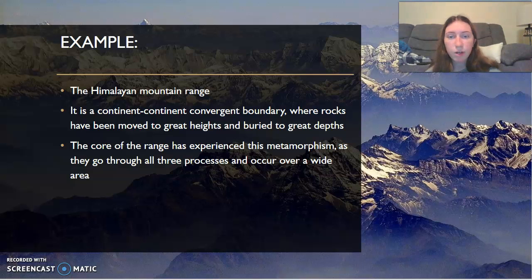A very common and well-known example of regional metamorphism is the Himalayan mountain range. It is on a continent-to-continent convergent boundary, so these rocks have been moved to great heights and even buried to very great depths. And the core of the range has experienced this metamorphism as they go through all three of the processes and occur over a very wide area too.